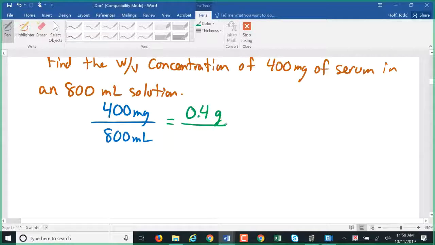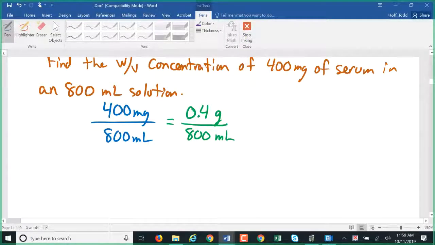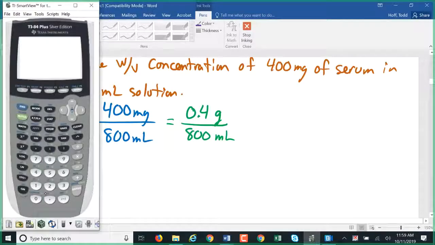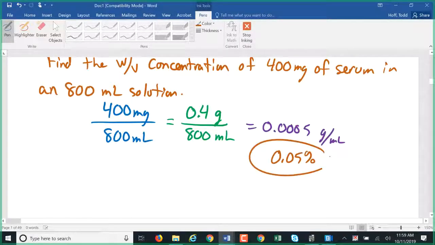400 milligrams is 0.4 grams. 0.4 divided by 800, of course, is going to be 0.0005 grams per milliliter. As a percent, that's 0.05%. Extremely low concentration.